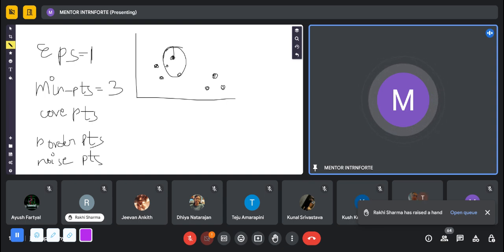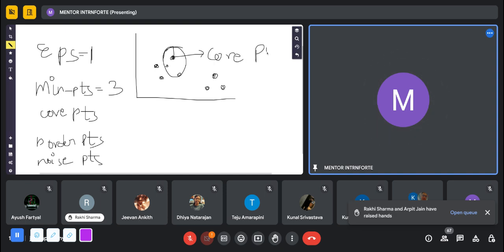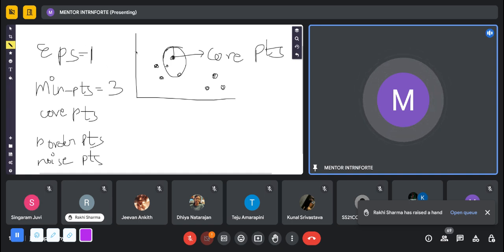And if you already have these 3 points within that one epsilon radius, then this point is known as a core point. So a core point is a point where you have the minimum number of points, or more, within the epsilon radius of that point. That is what a core point is. First of all, did you all understand core point? Can I get a thumbs up if you have all understood what a core point is?